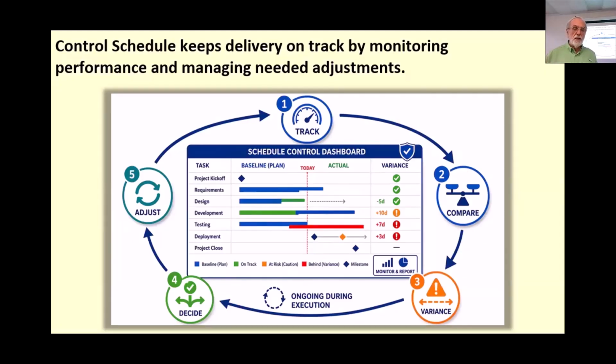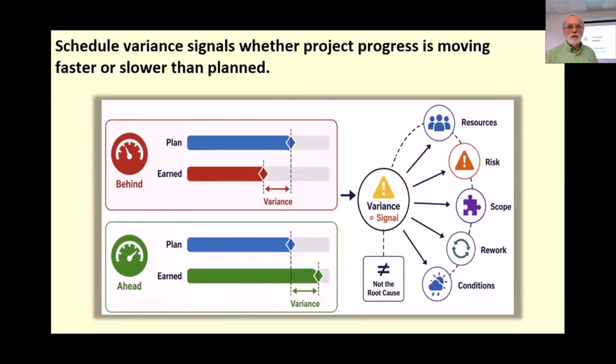And that action may involve updating the current schedule, reallocating resources, resequencing work, escalating issues, or pursuing other corrective responses. So controlling the schedule is a formal management process that ties the tracking, comparison, decision-making, and adjustment all together. And it's what keeps the schedule baseline integrity. The schedule variance signals whether the progress is moving faster or slower than planned.